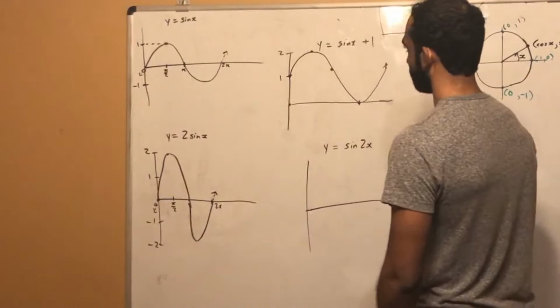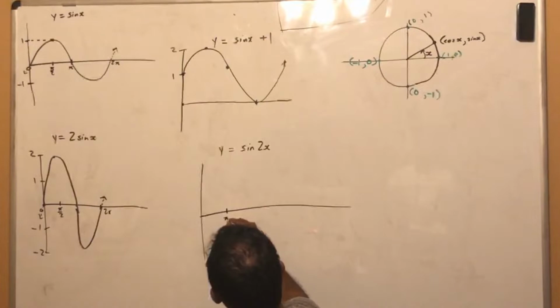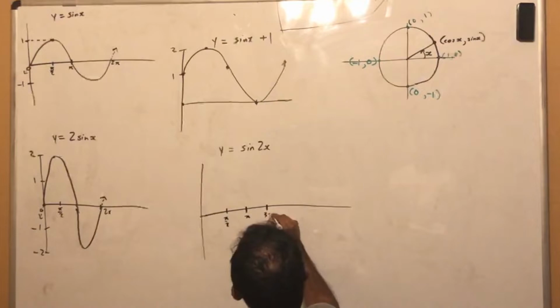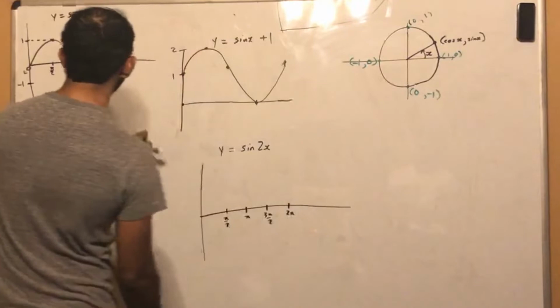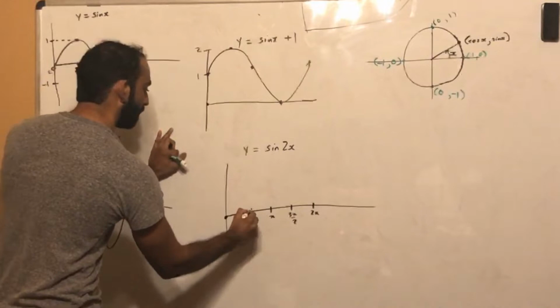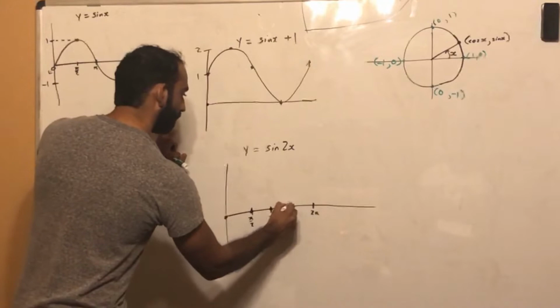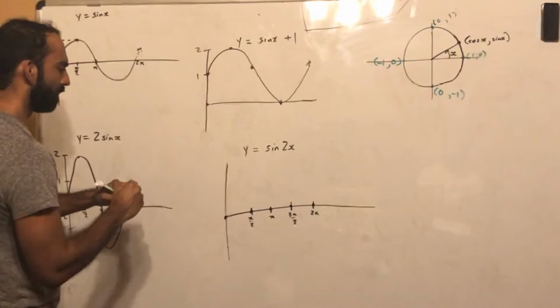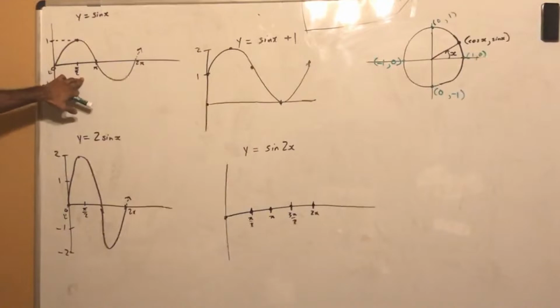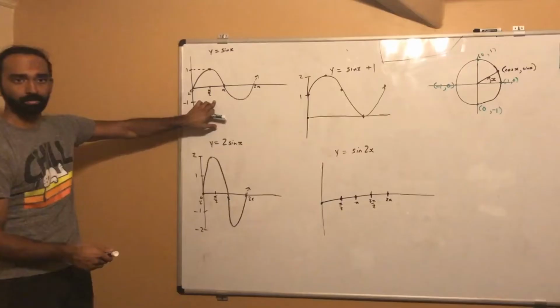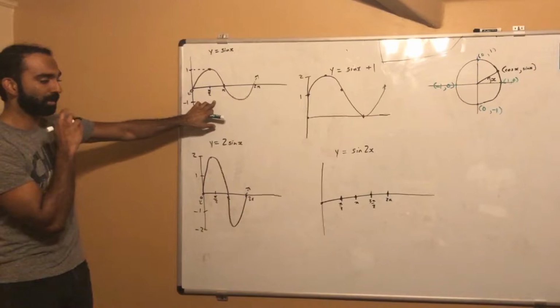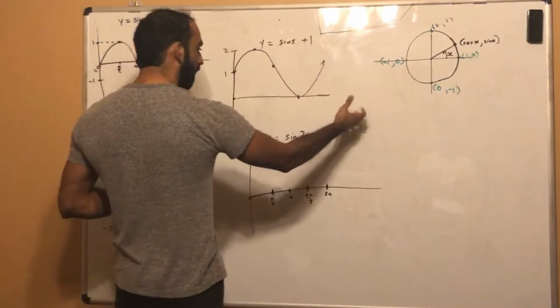So going down here: pi over 2, pi, 3 pi over 2, and 2 pi. I hit 0 for the first time not at pi this time, but at pi over 2. I hit it for the second time at pi, the third time at 3 pi over 2, and the fourth time at 2 pi. When's the first time I get a y value of 1? If I get a y value of 1 in my original at pi over 2, then what's the first time I'm going to get it for sine of 2x? Pi over 4, because 2x equals pi over 2 and x is pi over 4.